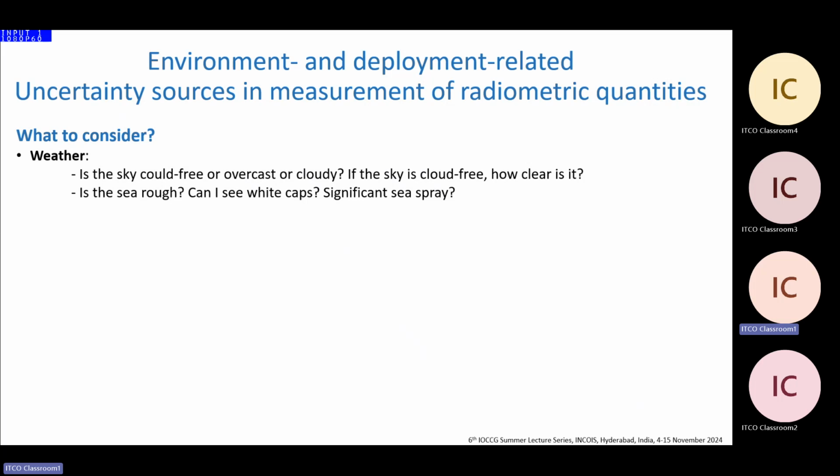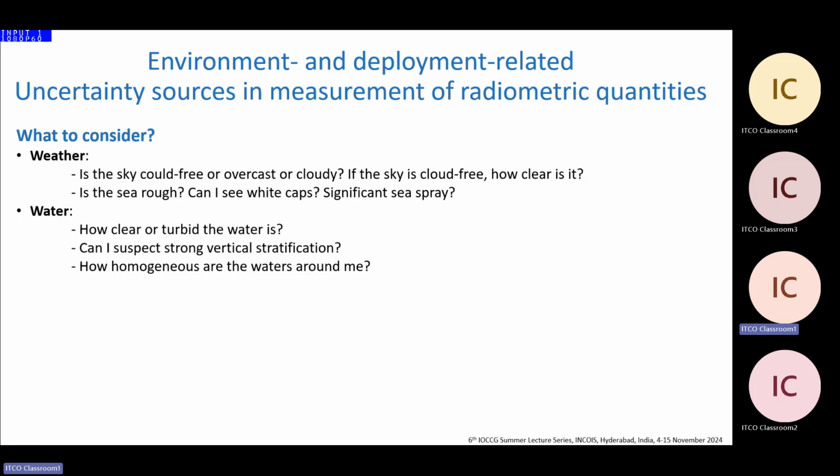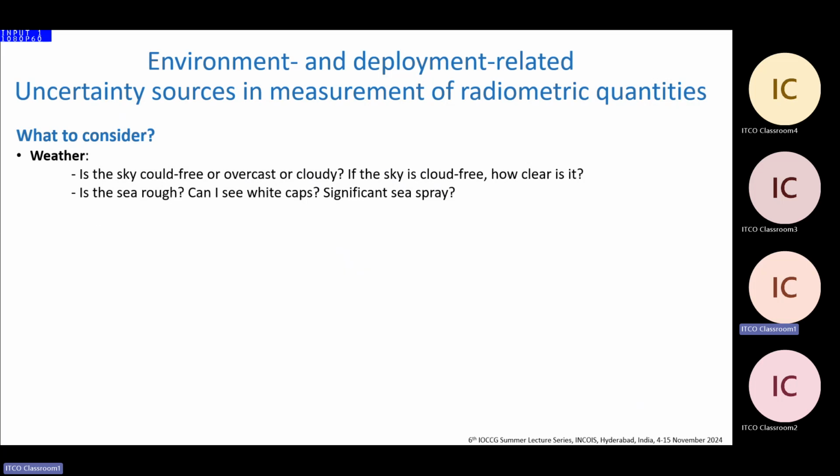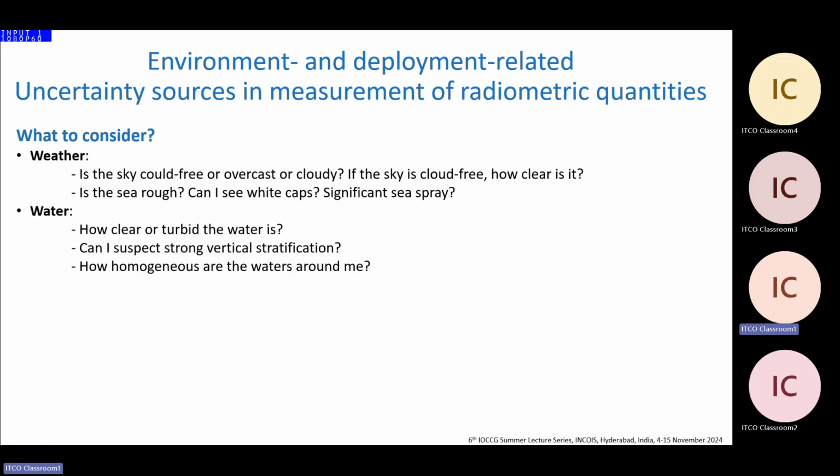But again, the reaction you'll have to this, saying, oh, I'm not doing any measurements, that's not going to work, or yes, I'm going to do a measurement, might depend, of course, on what you want to do with this data. If you want the very best data with the very lowest uncertainty, or maybe you're doing something where you can accept relatively larger uncertainties, the decision you will make as a function of the weather is going to be a bit different. Water: how clear or turbid the water is.